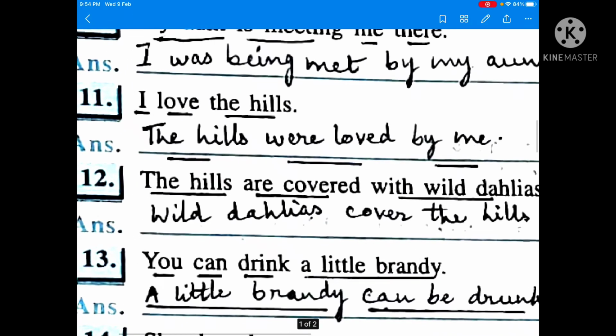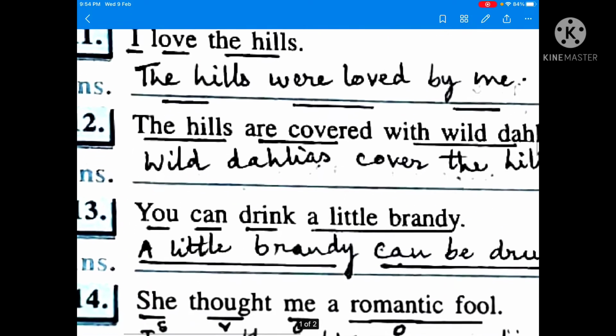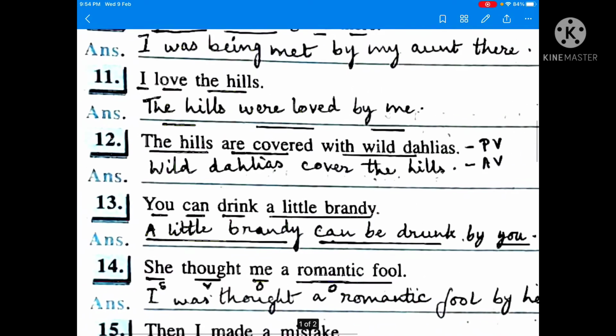I love the hills. Simple present tense. I, subject, love, verb, the hills, object. The hills are loved by me. I becomes me. The hills becomes the subject in the passive voice. The hills are covered with wild dahlias.